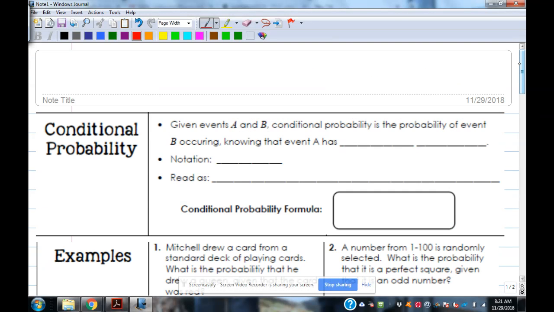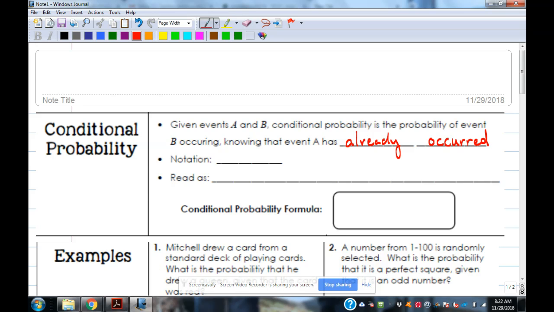Conditional probability is given events A and B. Conditional probability is the probability that event B is occurring, knowing that event A has already occurred. It's the probability that event B occurs, knowing that event A has already happened.